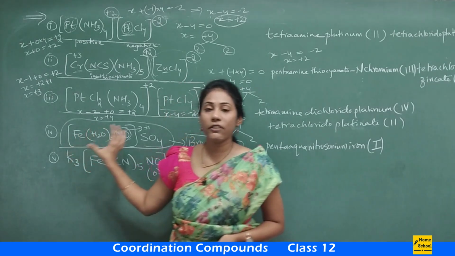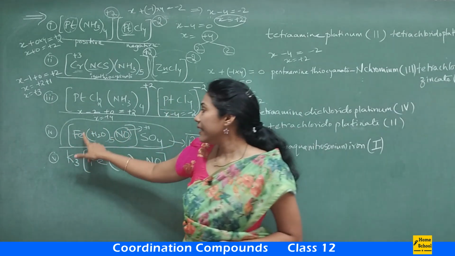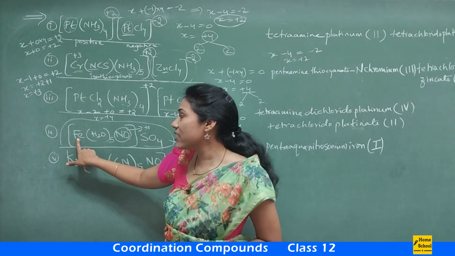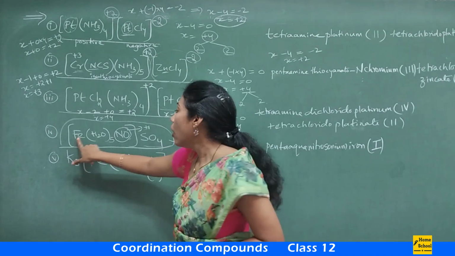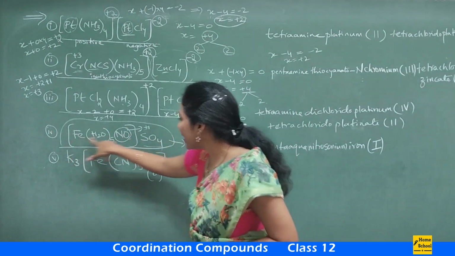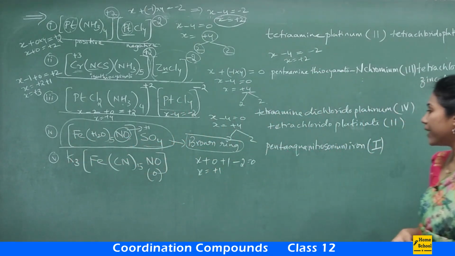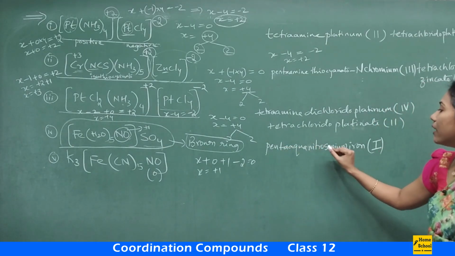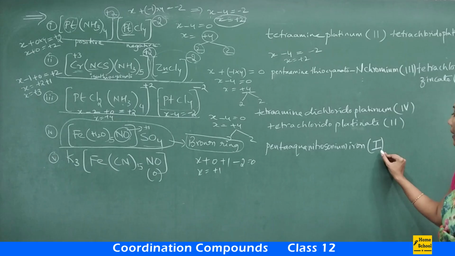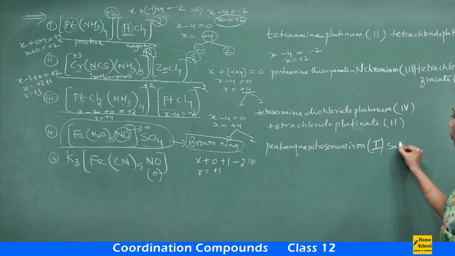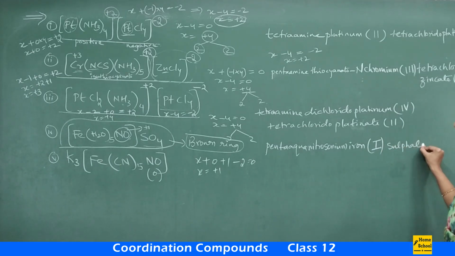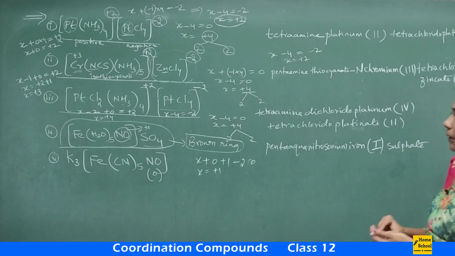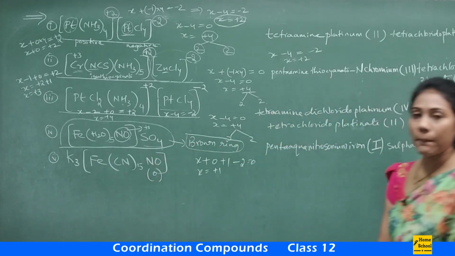Many times a question was asked on this complex. They'll either ask you the oxidation state of Fe, or they'll ask you the IUPAC name of the full complex. Okay, so pentaaquanitrosoniumiron(I) sulfate, the counter ion's name is sulfate. Okay, so this is the IUPAC name of our brown ring complex.